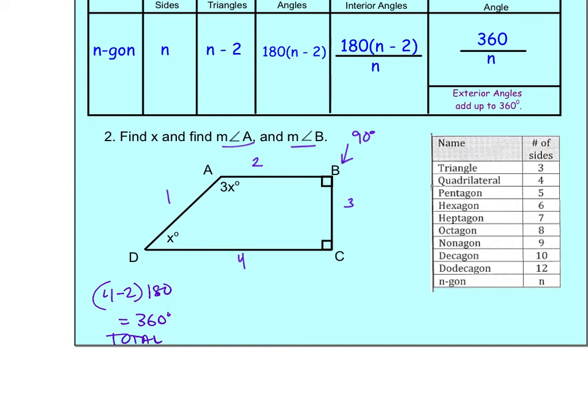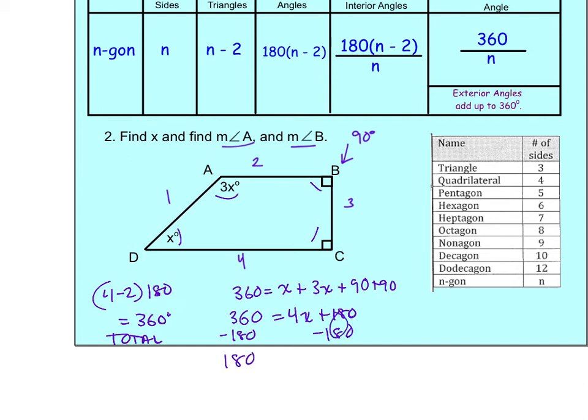So now, what do I do with that? Well, I have my 360, and that's going to be equal to my angles. So 360 equals x plus 3x plus 90 plus 90. Boom, boom, boom, boom, my 4 angles. Put that together, and then it's just a couple algebraic steps. 180 divided by 4 should be 45 degrees.